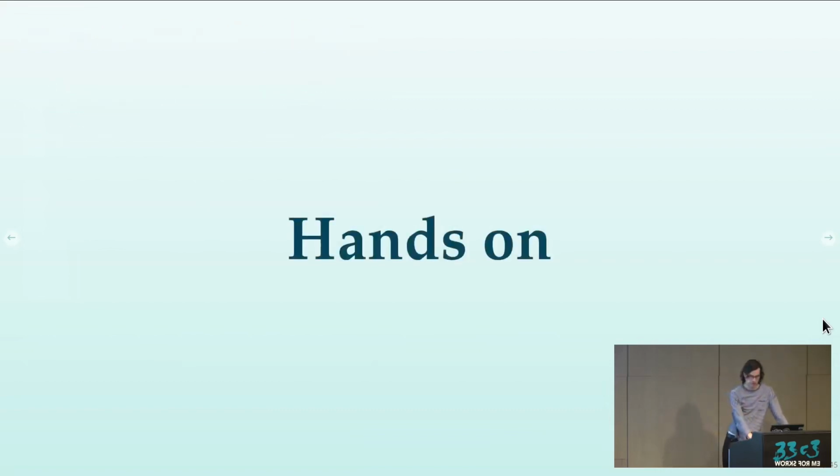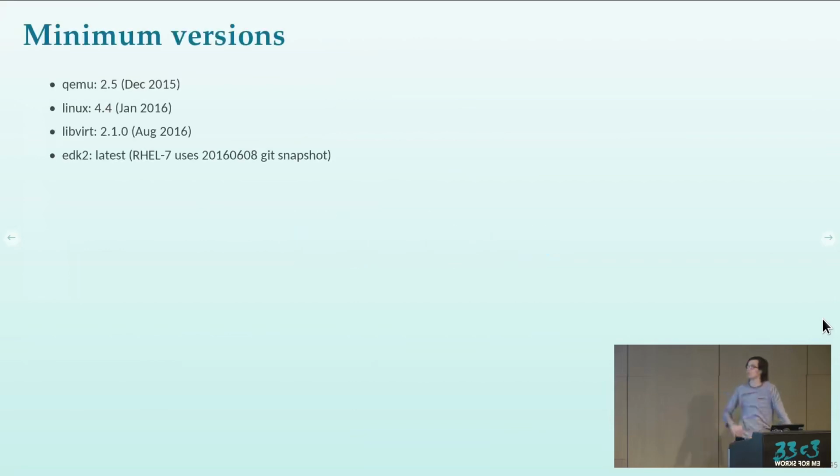So if you want to play with this yourself, you need QEMU version 2.5, also Linux kernel 4.4 on your host, which shouldn't be a big problem with a decent recent distro. Libvirt support took a bit longer. It's in version 2.1, which is pretty recent, so it could be that you'll not have it on your distribution. EDK2 doesn't really do releases, so you can just pick the latest Git snapshot. In RHEL 7, we are using a snapshot from the middle of the year.